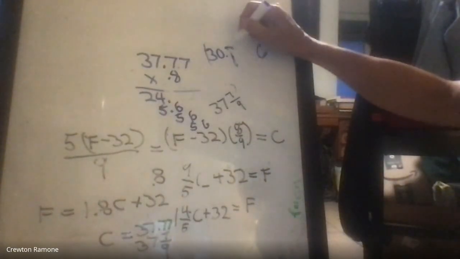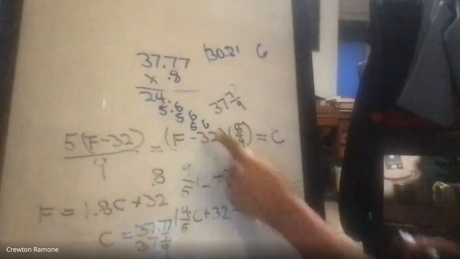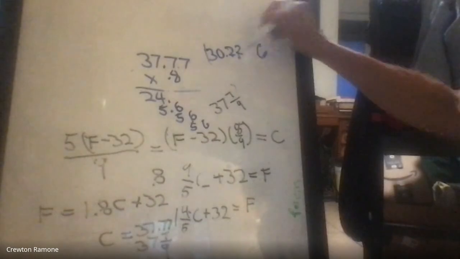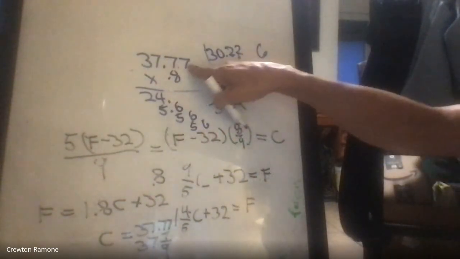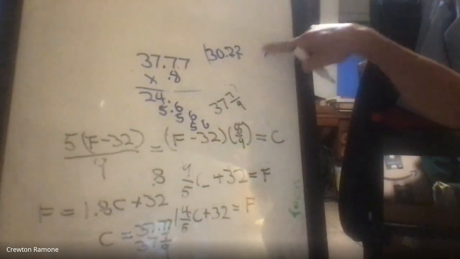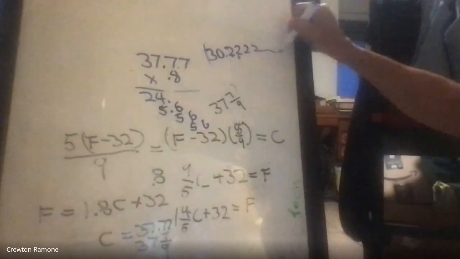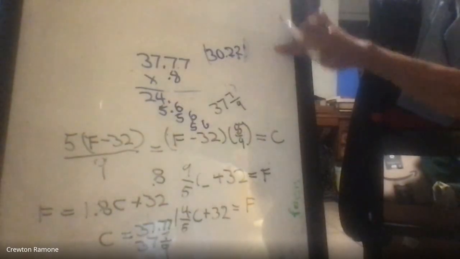So this has got to be a 2. And this is a 1. Oops, it's got to be a 2. And then you'd have 5, 6, because this would be 7, 7, 7 going forever and ever. And I would have 0.2222222 forever. But let's just go 2 places and we'll call it a day.